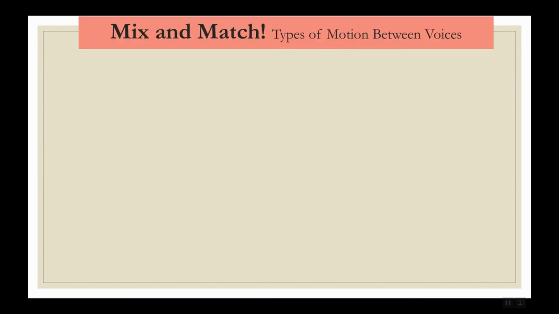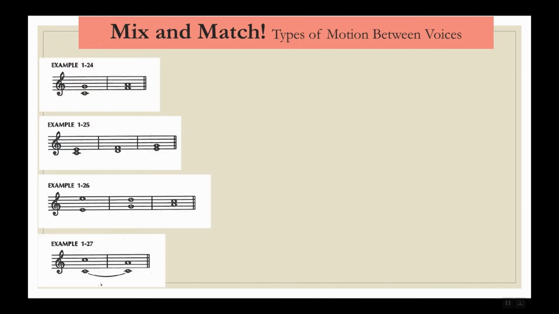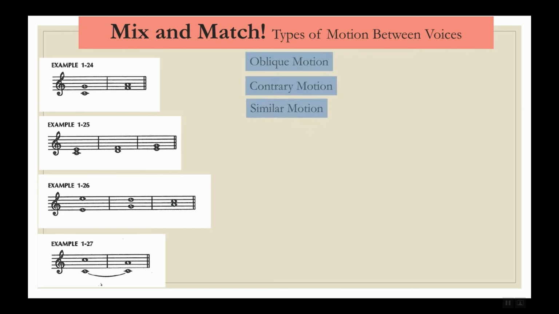Mix and match. Let's test ourselves. So we're focusing on types of motion here. First one. Which type of motion would that be? Would it be oblique, contrary, similar, or parallel? Well, the top voice goes G-A, so that's going up. The lower voice goes C-F. They're both going up, and it's a fifth going to a third. So it's not parallel. It must be similar. Let's check it. Yeah, similar.